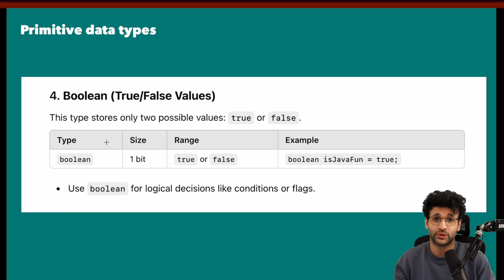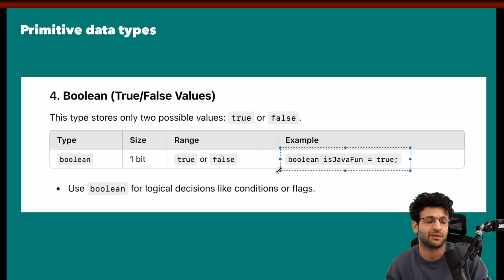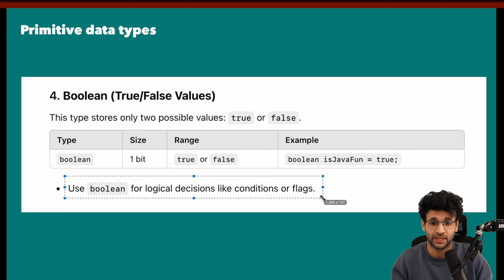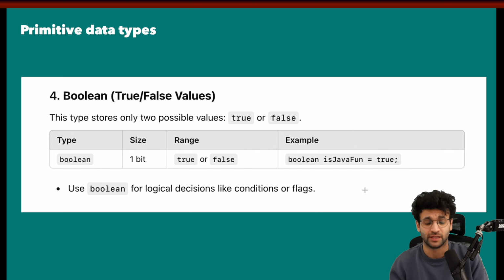The last category within our primitive data types is the boolean category, which has one type, the boolean type. Its size is 1 bit, and it can either be 0 or 1, true or false, yes or no, on or off. You get the point, and there's really nothing to it. I'll show you the example in the code. It's usually used for logical decisions, something we'll get to later in the course.